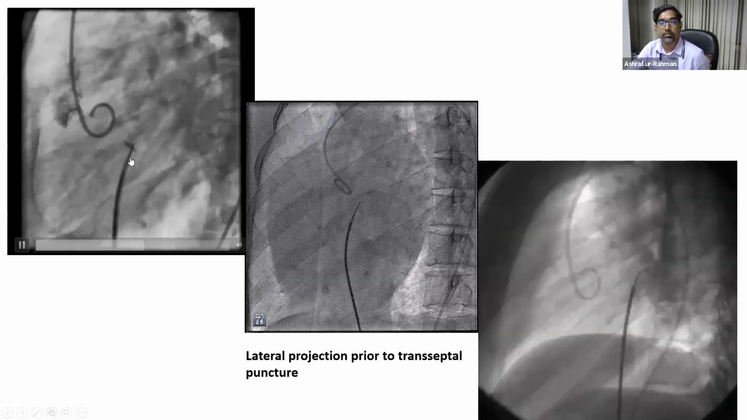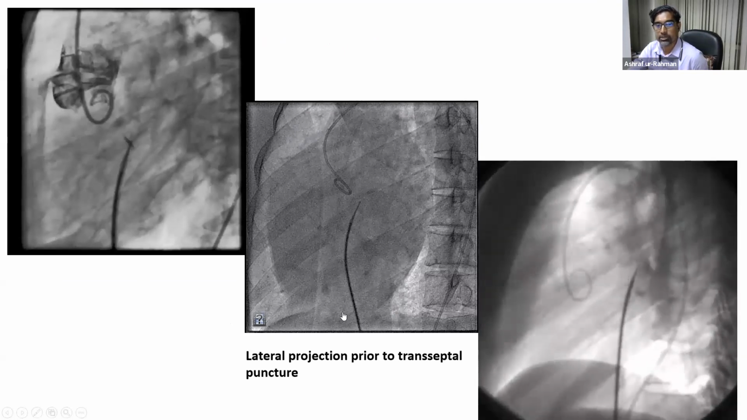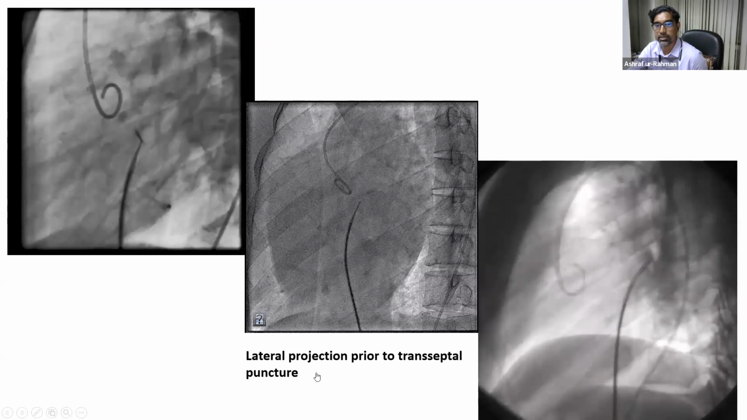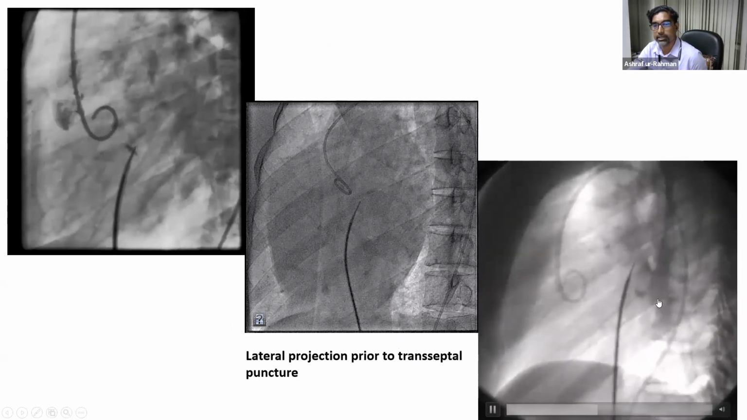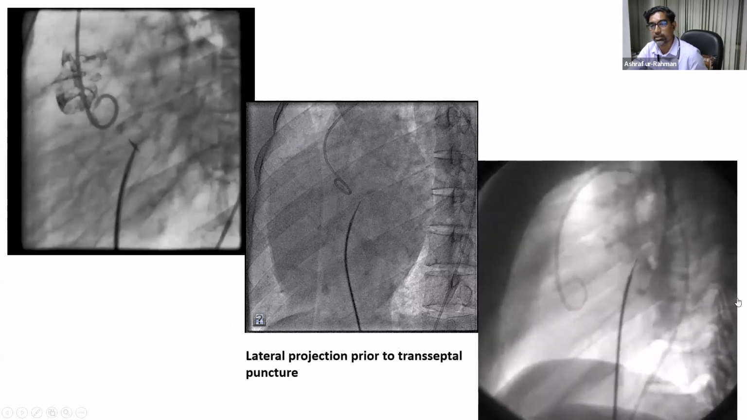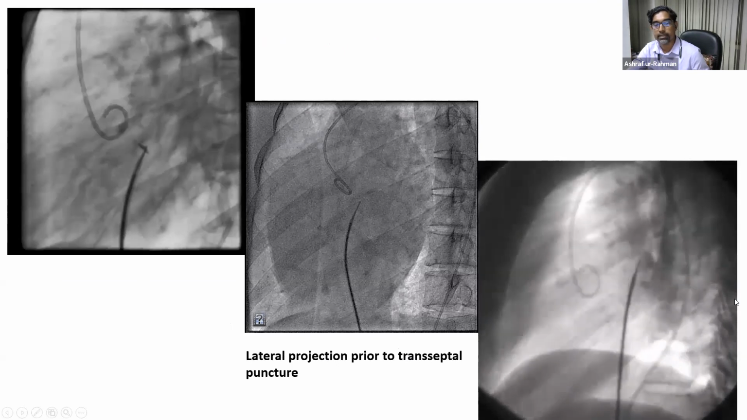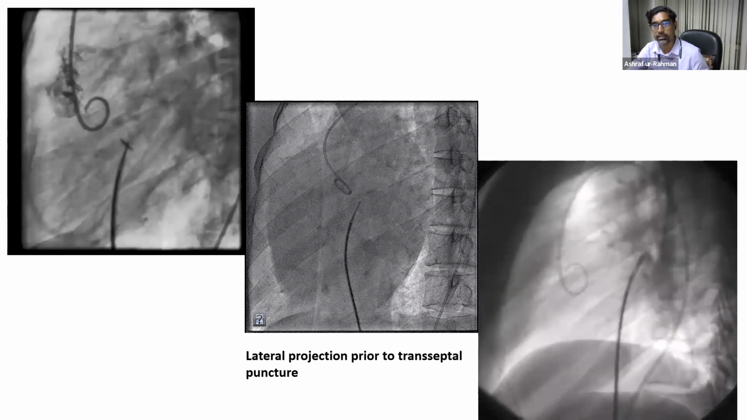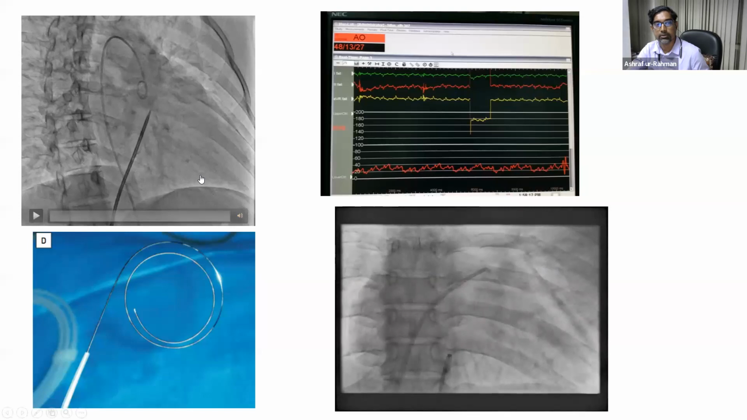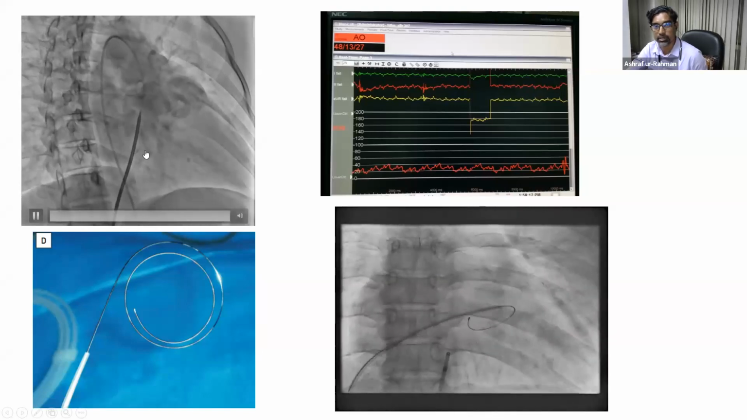So this is the septogram, and this is the lateral view, the position of the Brockenbrough needle for the transseptal puncture, and the puncture is finally done in the AP view. As you can see, the septal puncture is being done by the Brockenbrough needle, and the needle has entered the LA. If a suitable puncture is done, then we can do the LA-graphy, and the LA is visualized.